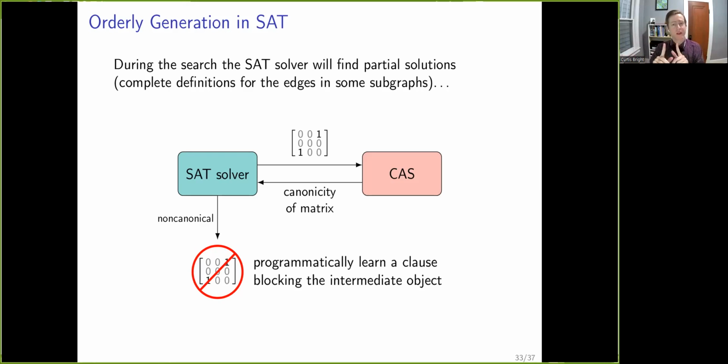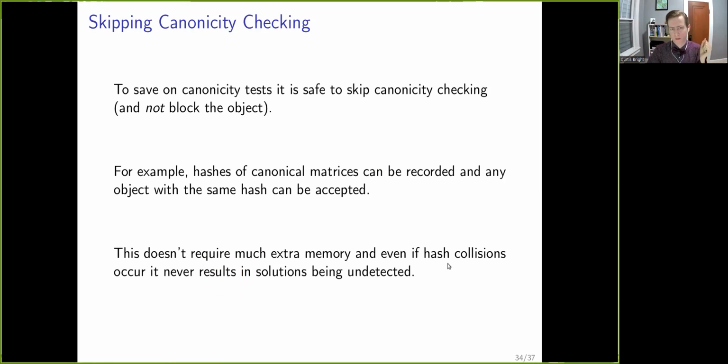And it's important to note that the notion of canonical has to be defined so that this is never going to extend to any canonical adjacency matrix. Because of the way canonical is defined, this is not canonical, but also all extensions of this are not canonical. So it's safe to just remove it from the search space. So a bit of an optimization here.